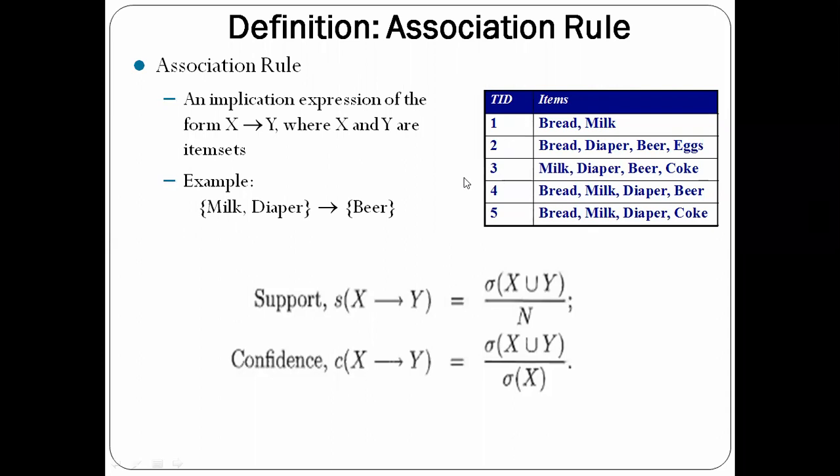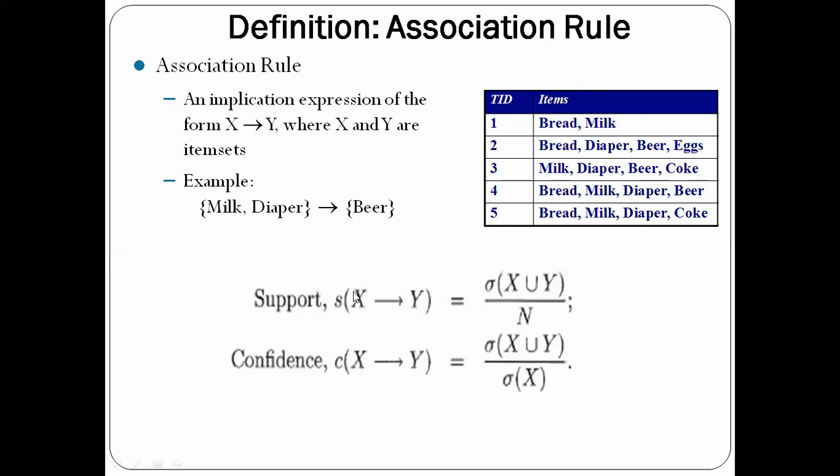Now see this association rule. In order to determine its strength, or how useful this association rule is, we will be using two metrics. One is support and the second one is confidence. So the strength, or usefulness, of the association rule will be determined by these two parameters: first support and second confidence.